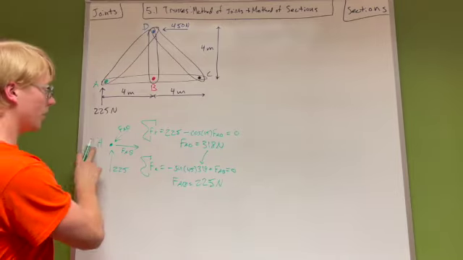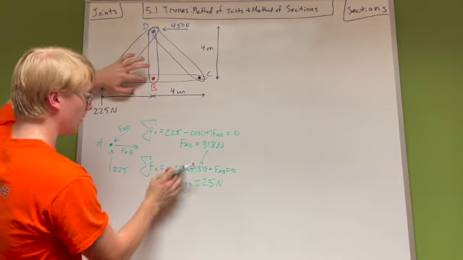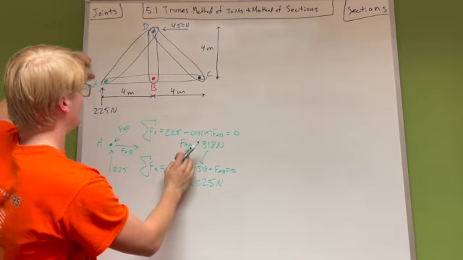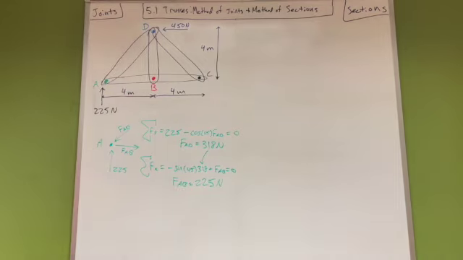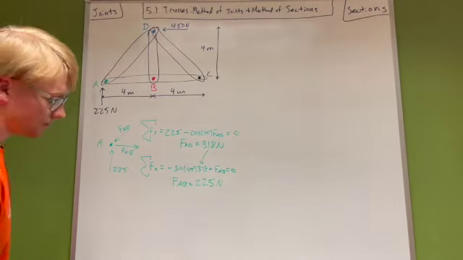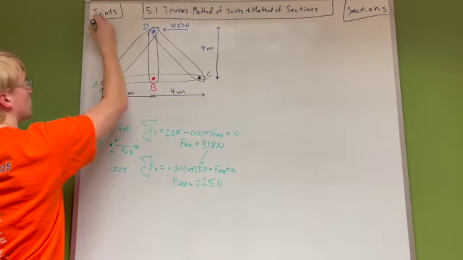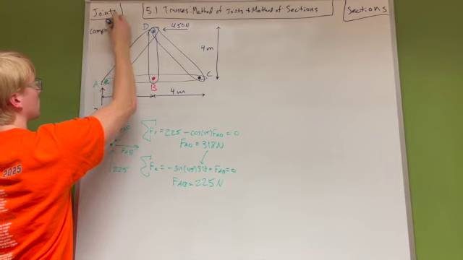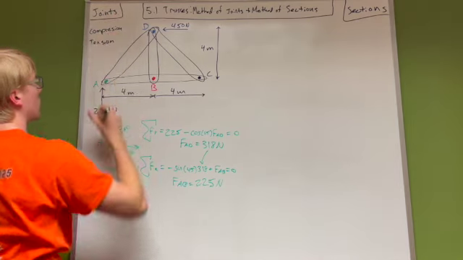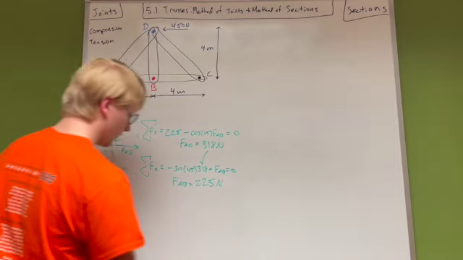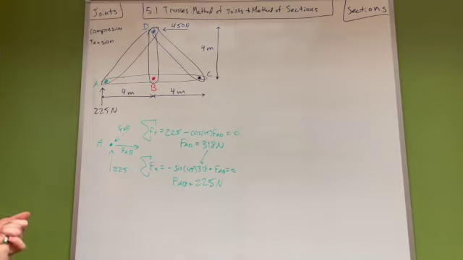And so just by looking at point A, we found FAB from A to B, and we found FAD, the force from A to D. Okay. Now let me teach you another thing. There's this concept, compression and tension. Those are some terms that we have to know when talking about method of joints and method of sections.